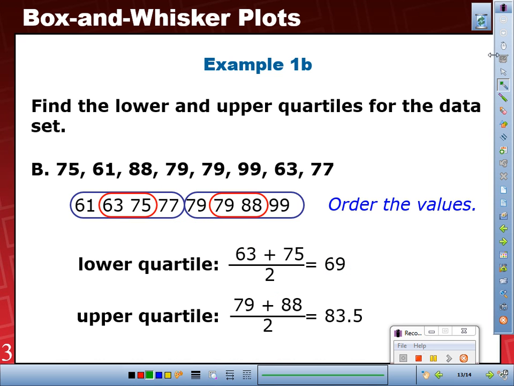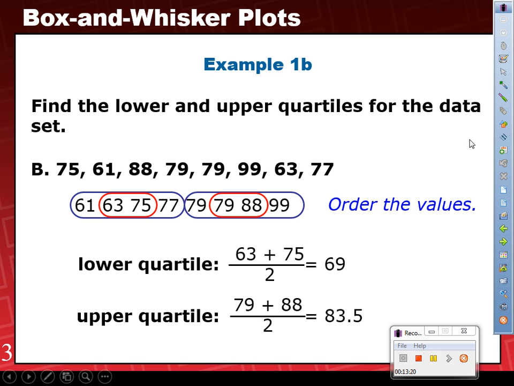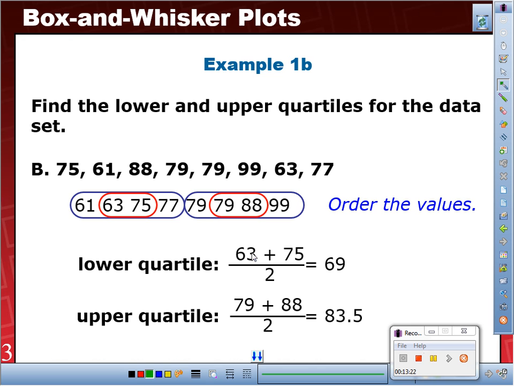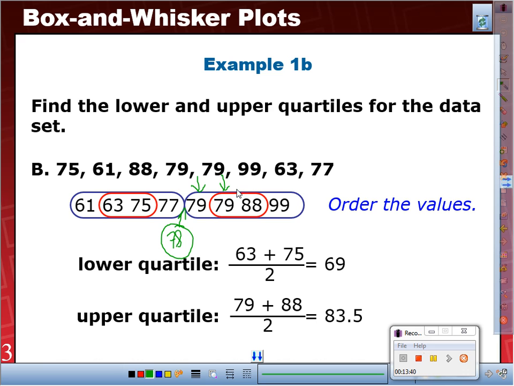Watch. Those of you that are getting a little bit lost, look up, please. The median for these was 78, right? That means we're not going to add another number in here. We were just saying that this is the median. So we end up with 4 numbers to the right and 4 numbers to the left of that, don't we? 79, 79, 88, and 99.